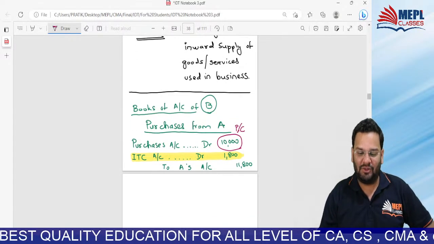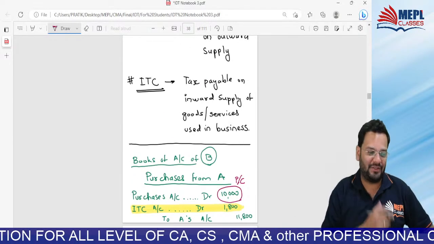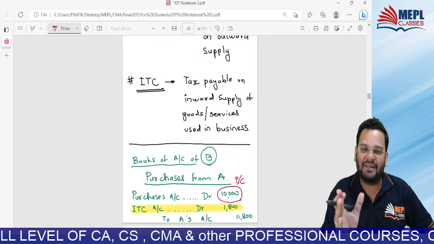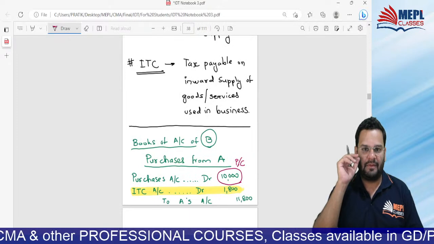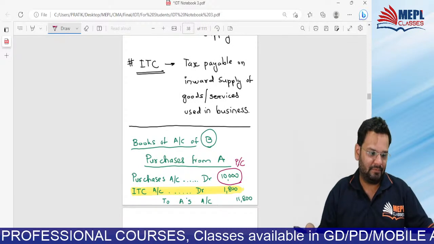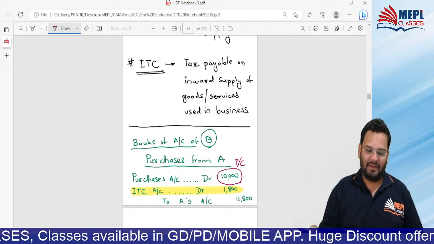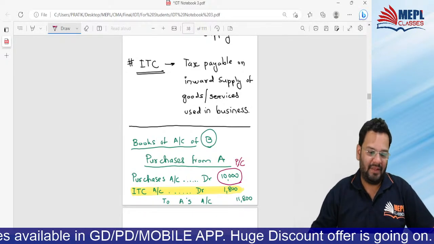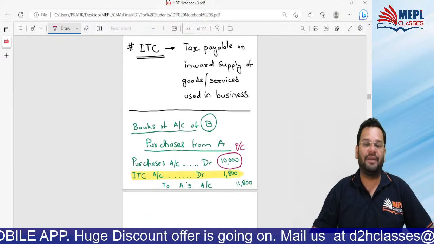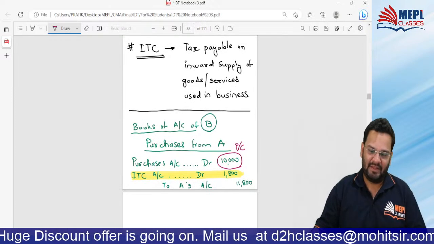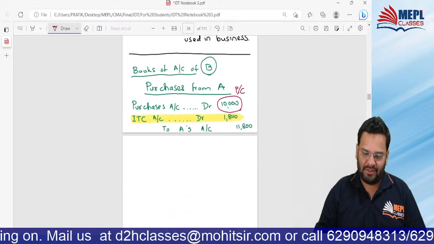Let me once know whether we all are on the same page. Did you understand till this point? Okay. Yes, no, guys? Is it clear till this point? Okay, okay. Let's go ahead.